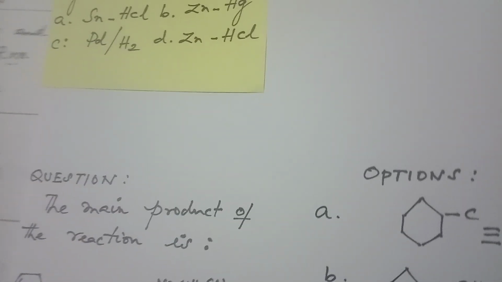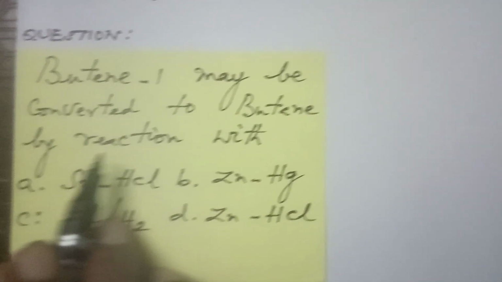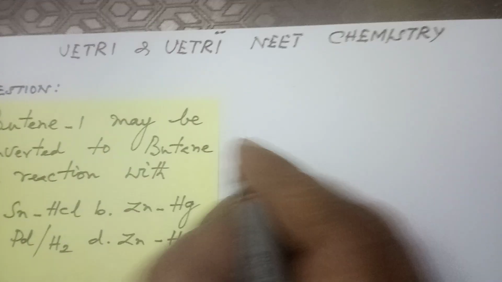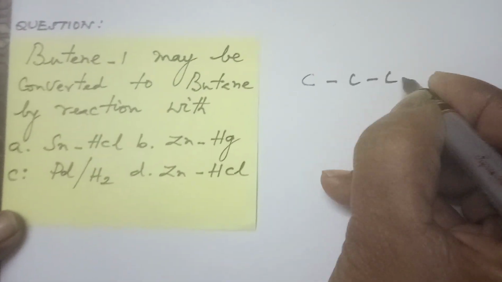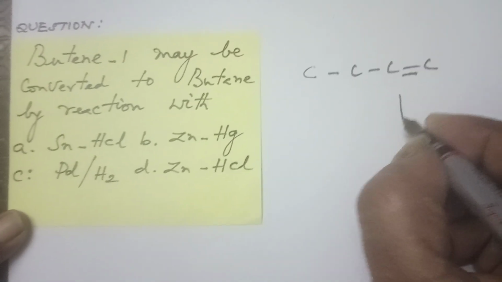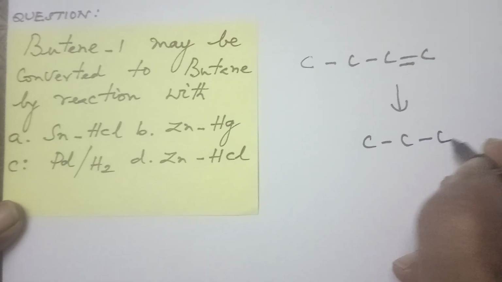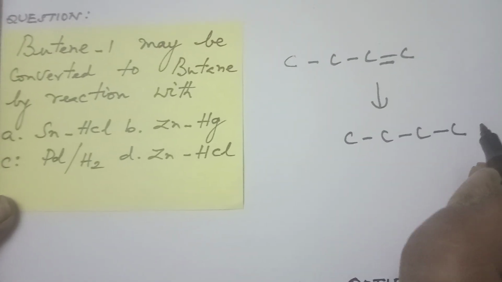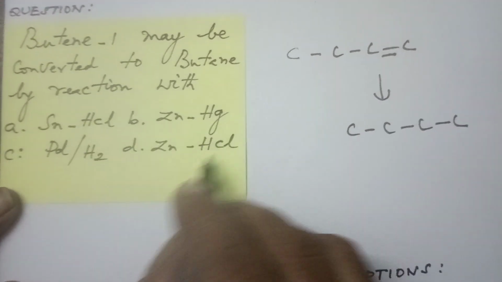Now I am giving an example for this type of knowledge. First question: but-1-ene may be converted into butane by reaction with... First let us write what is but-1-ene. There are 4 carbon atoms with the double bond after carbon 1. This is but-1-ene. So what they want is butane. This indicates it is simply addition, that is, reduction.